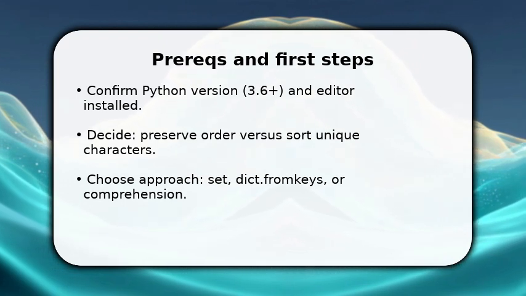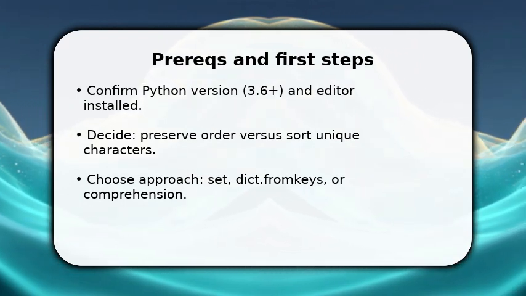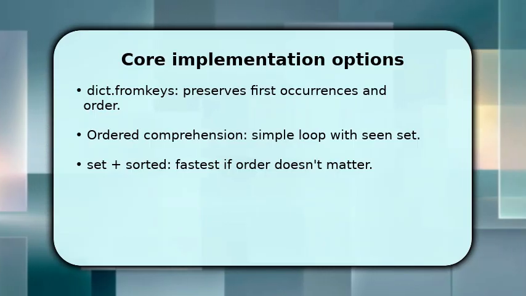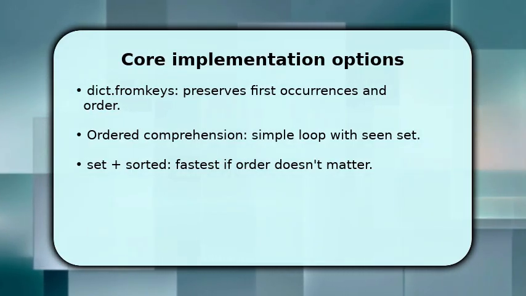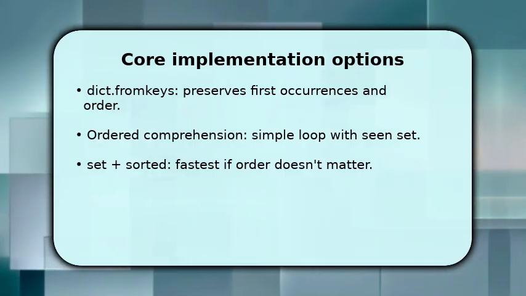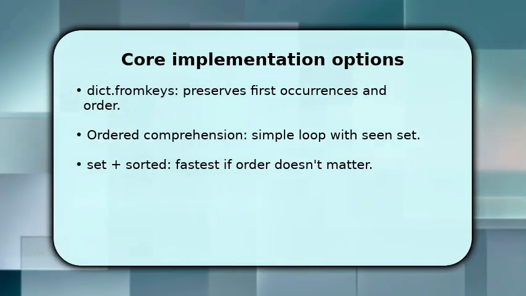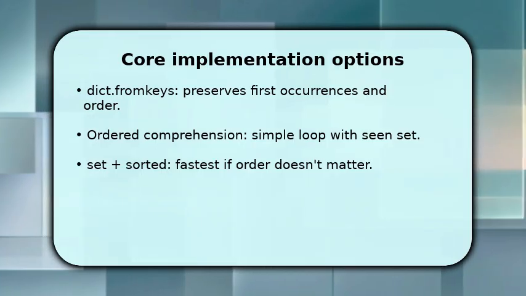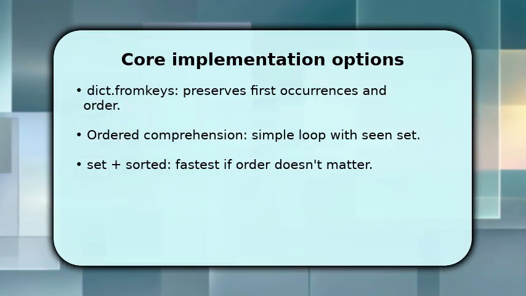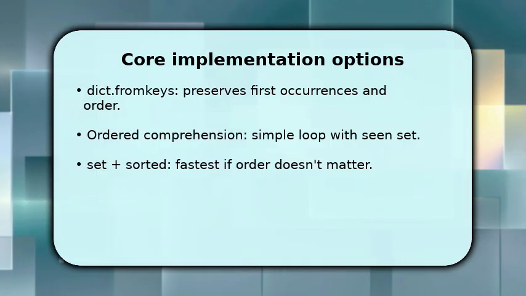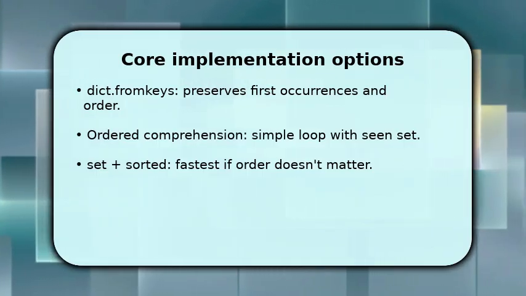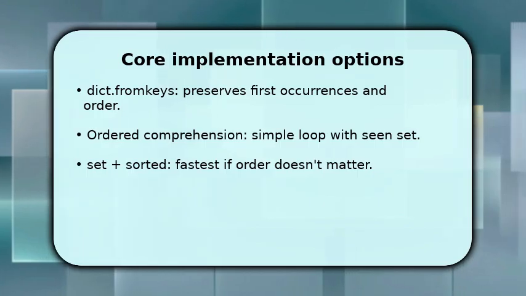Now implement the core logic. For order preservation, use result = ''.join(dict.fromkeys(s)). This creates keys once, keeping first occurrences. Alternatively, write an explicit loop with a seen set. For ch in s, if ch not in seen, append and add to seen. This is clear and memory efficient. When order is irrelevant, build unique = ''.join(sorted(set(s))), which is concise and often faster.